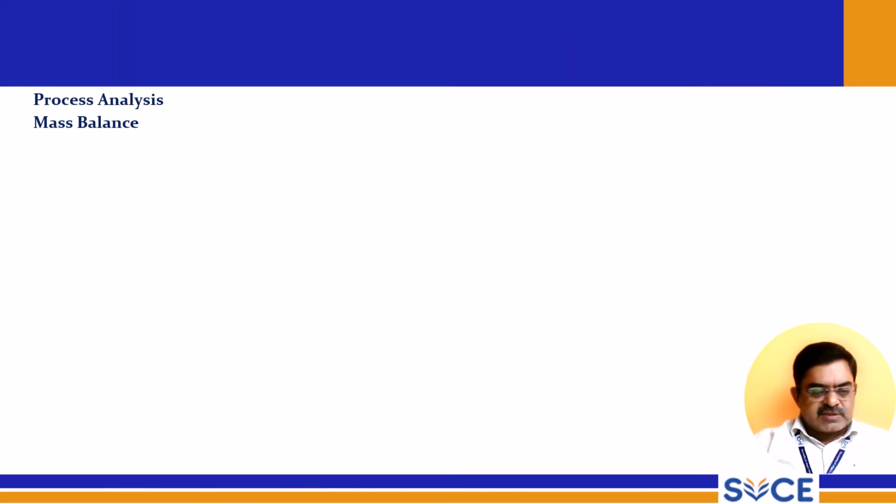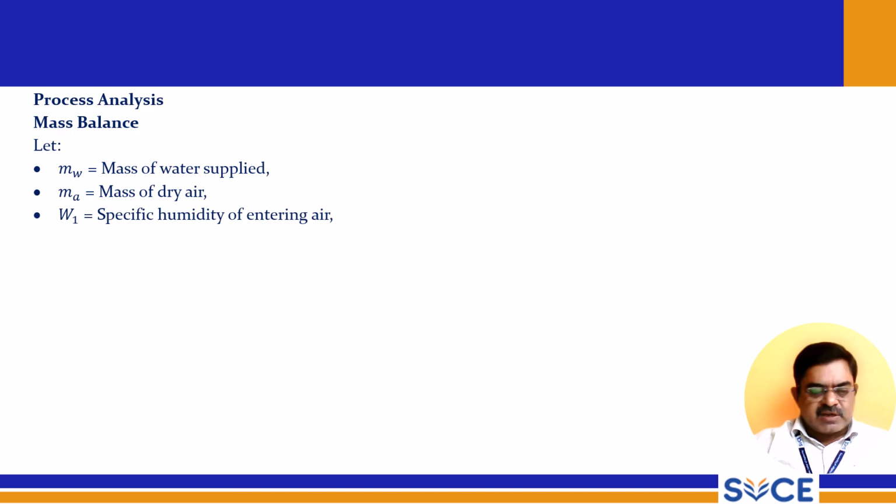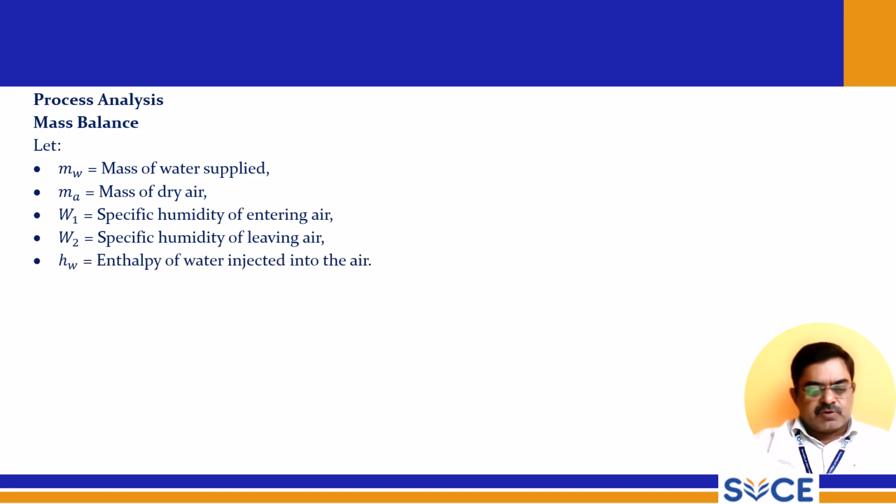Process analysis, mass balance: MW equal to mass of water supplied, MA is mass of dry air, W1 equal to specific humidity of entering air, W2 is specific humidity of leaving air, HW equal to enthalpy of water injected into the air. So then W2 equal to W1 plus MW divided by MA.